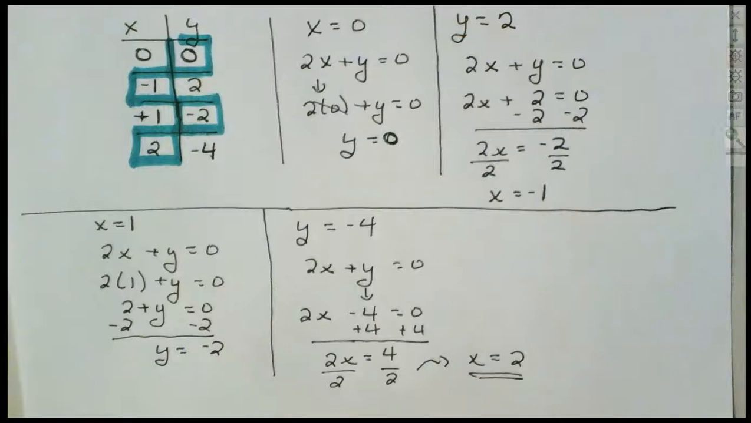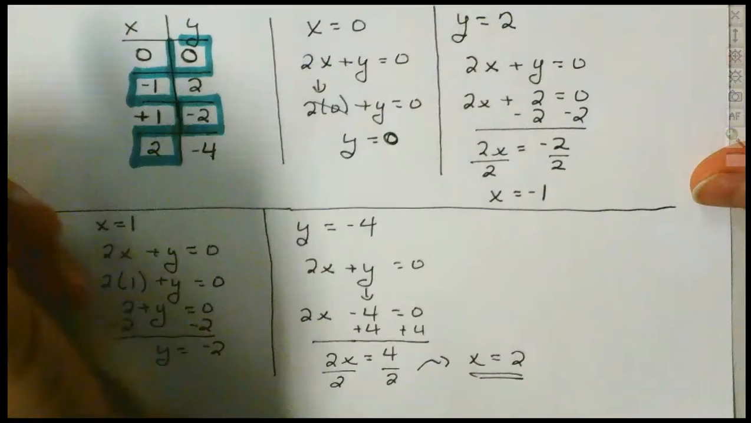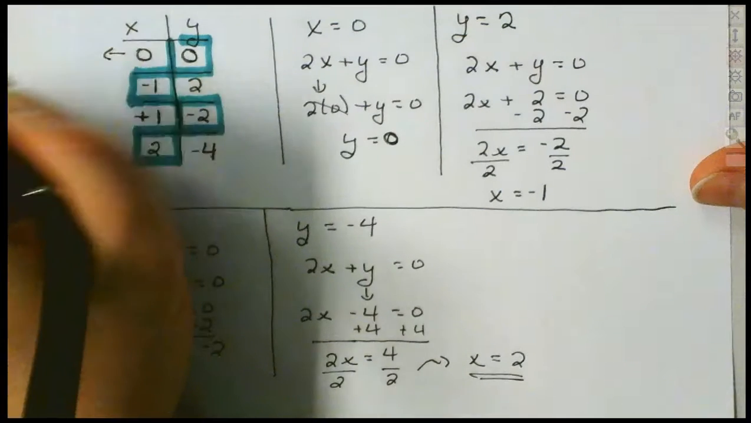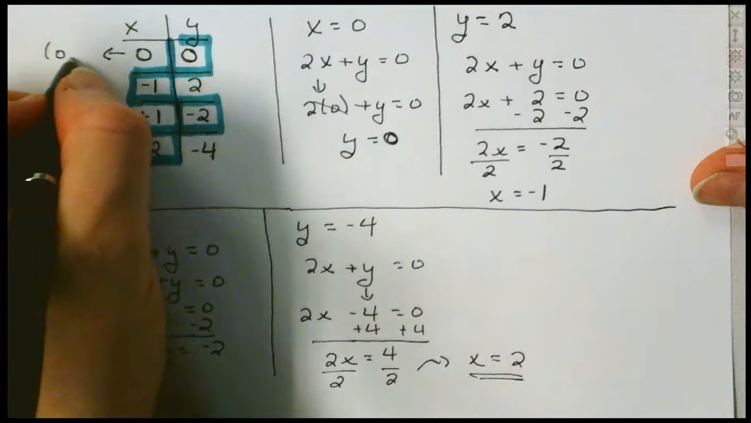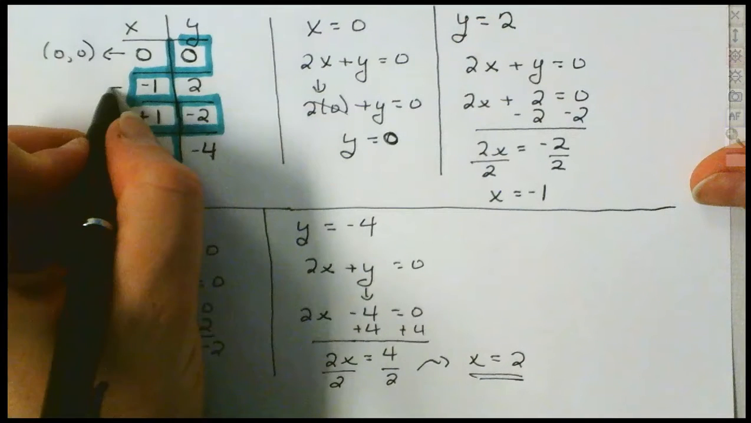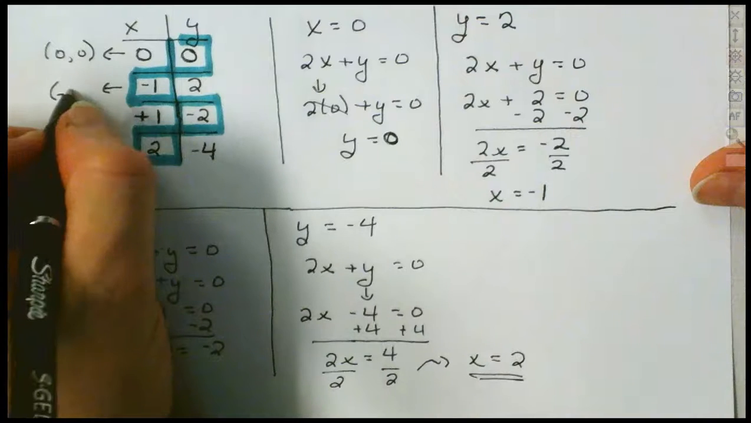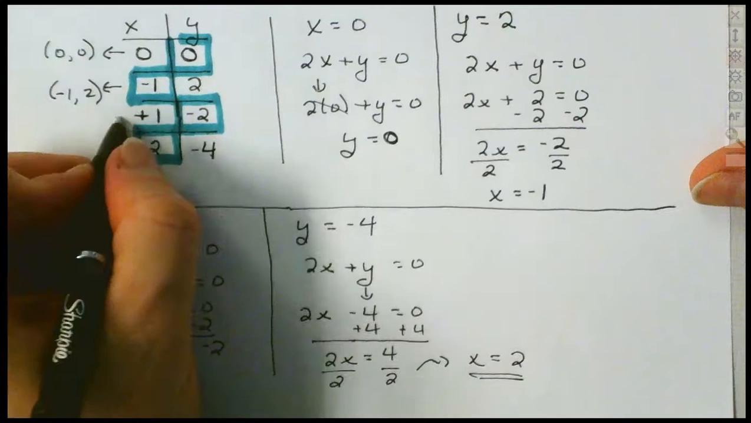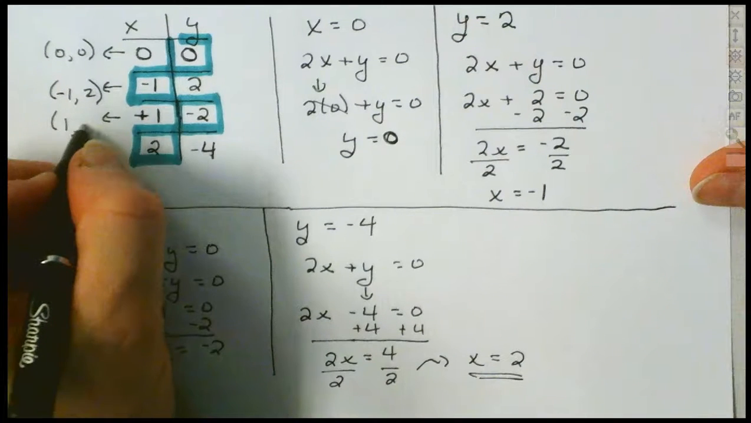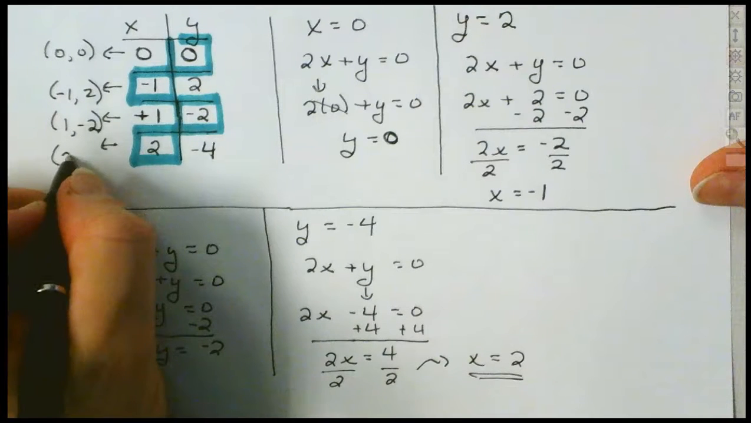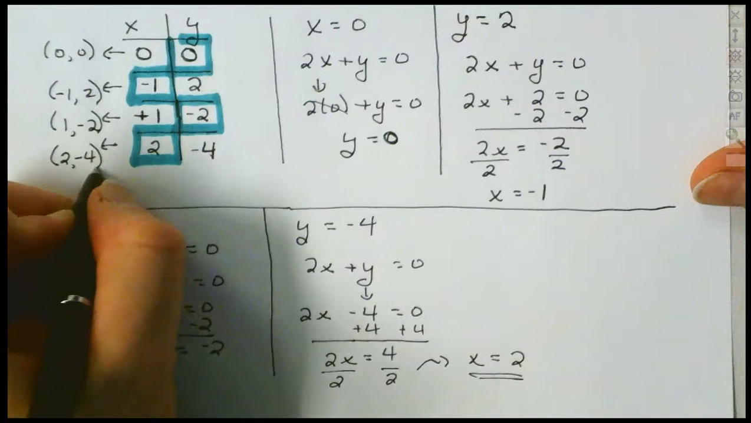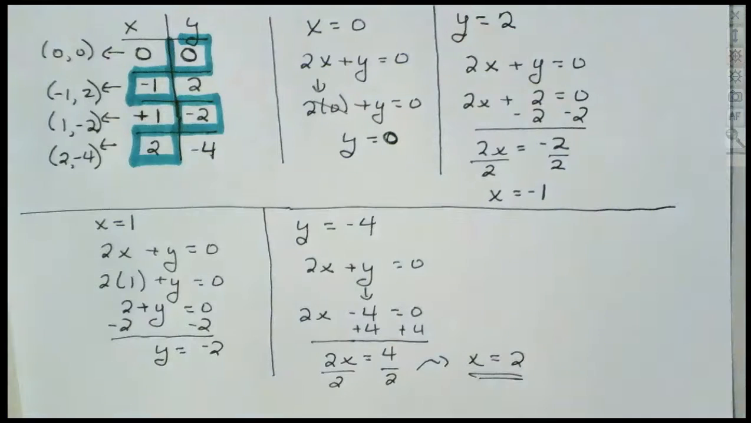Now these are ordered pairs, and what do these actually look like as ordered pairs? So let's take these from our table and write them as ordered pairs. Well, our first one is 0, 0. Our second one is minus 1, 2. And then we've got 1, negative 2. And then our next ordered pair is 2, negative 4. Okay, so we can take our table and we can rewrite those as ordered pairs.